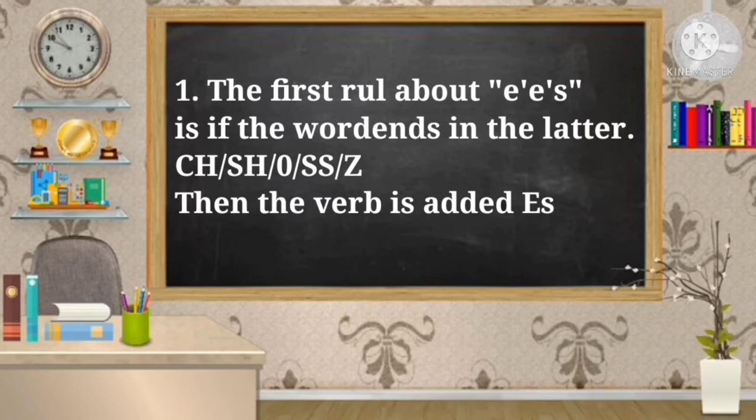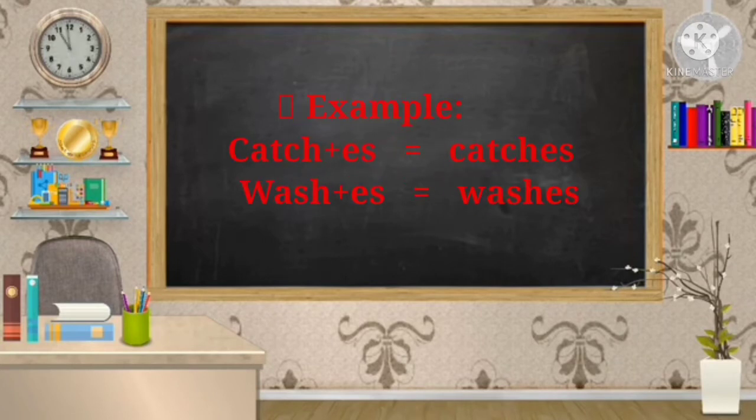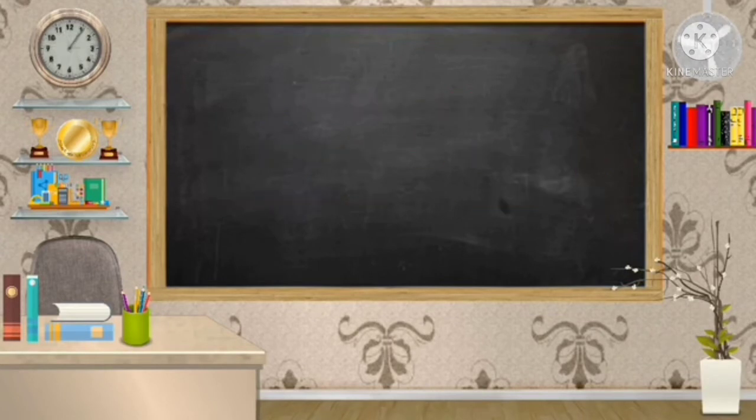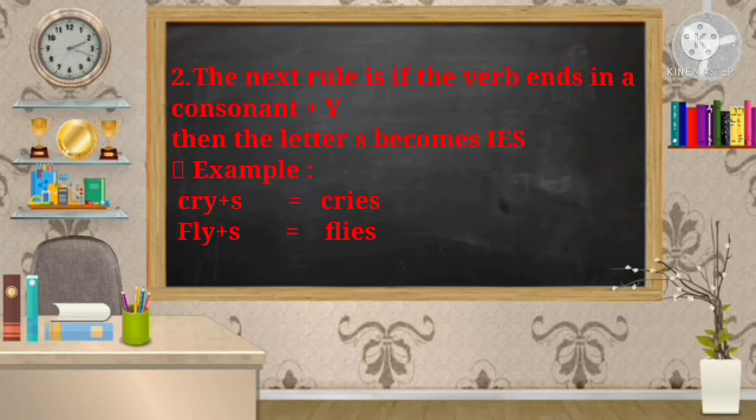Then the first is adding ES. For example, catch, with additional es becomes catches. Pass, with additional es becomes passes. The next rule is if the verb ends in a consonant plus Y, then the Y changes to I and we add ES. For example, cry with additional s becomes cries. Fly with additional s becomes flies.